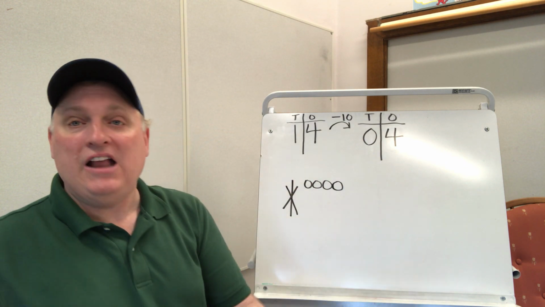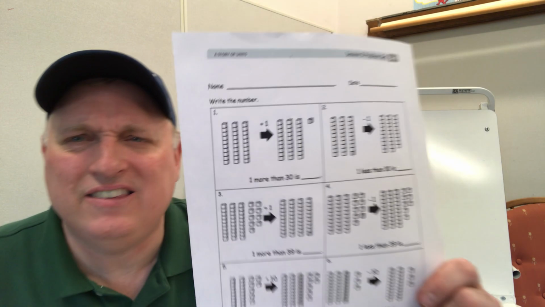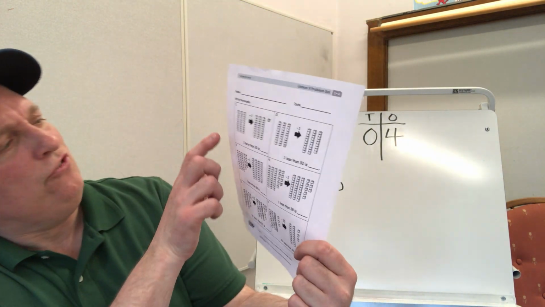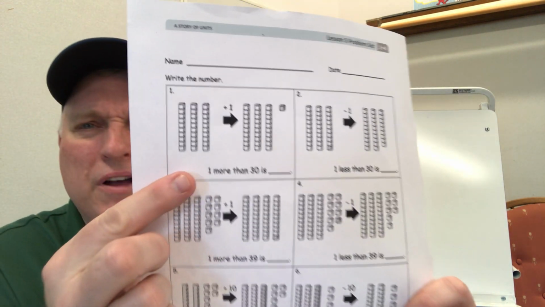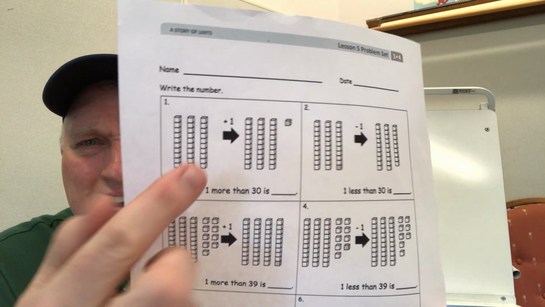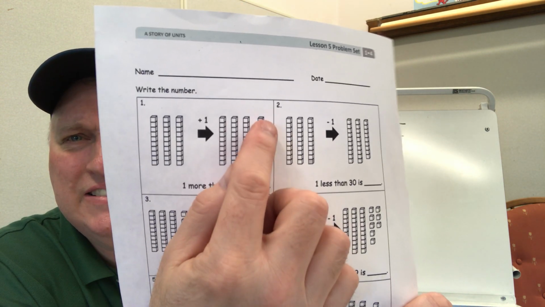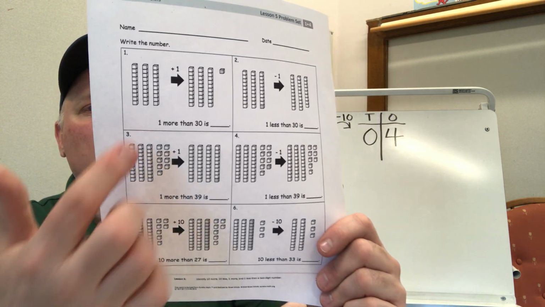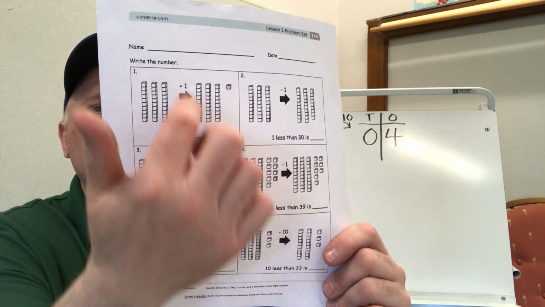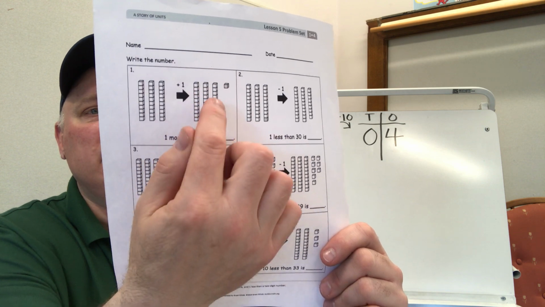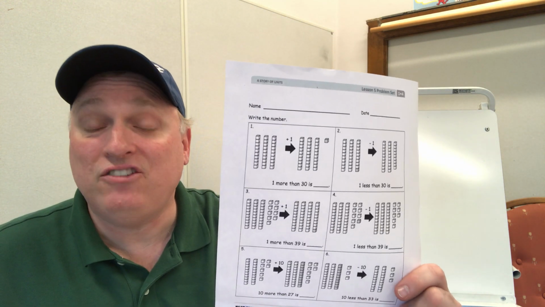So on your worksheet that I want you to practice this on, let's look at the first one. They give you 3 bundles of 10. There's your action arrow, and they're going to add 1 more, and they did it for you. So now 1 more than 30 is, count this up, 3 bundles of 10, that should make 31, right?